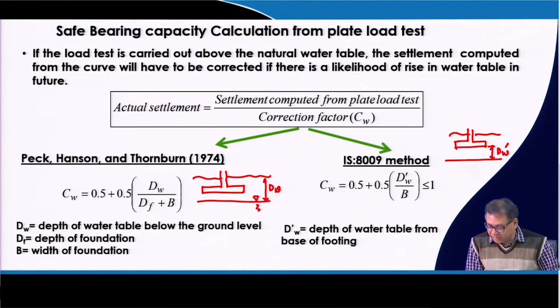Okay, depth of water table from the base of the foundation. This is the difference between the two cases. If dW dash equal to 0, that means the water table is at the depth of the base of the foundation, then this is 0.5. So if the water table is within the surface to the base of the foundation, it is always 0.5, but in this case it will change. You can either use this method or the first one, whichever is suitable for you to apply the correction factor.